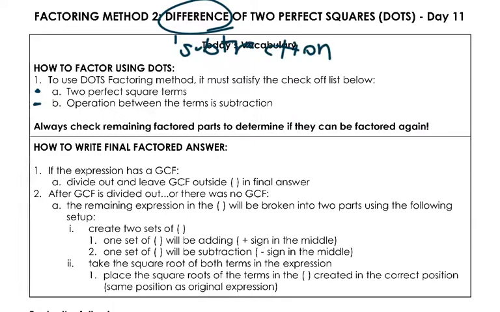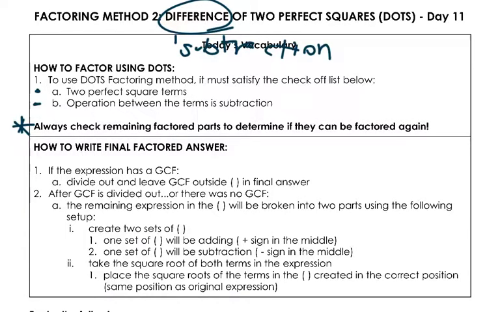As we go through this, yesterday we did GCF. Today we're doing DOTS. Something to always keep in mind is to always check the remaining factored parts to determine if they can be factored again. So that's a little hint for the activity, the rest of the problems in this sheet, and for how to write your final factored answer. This kind of goes hand in hand.